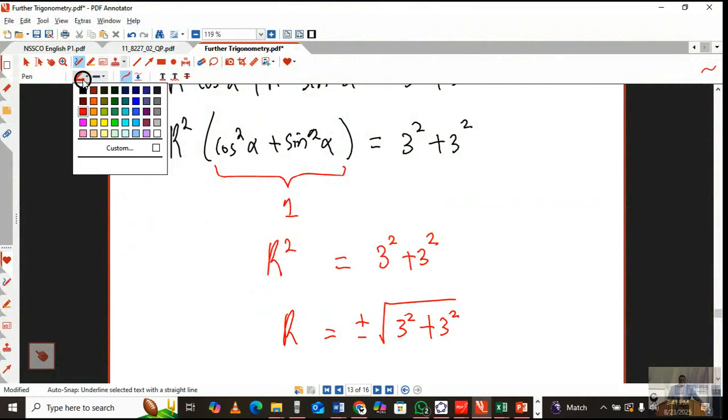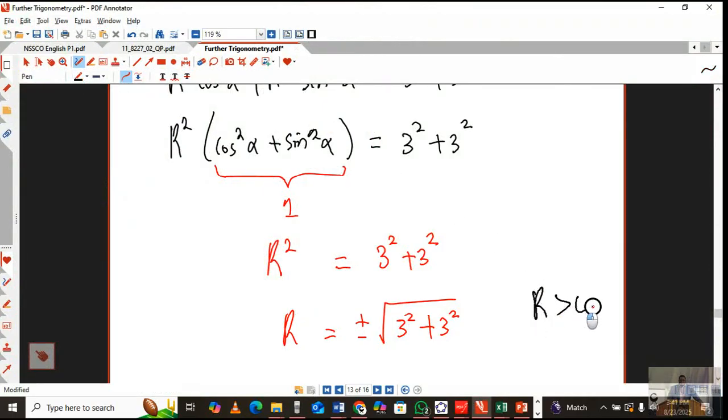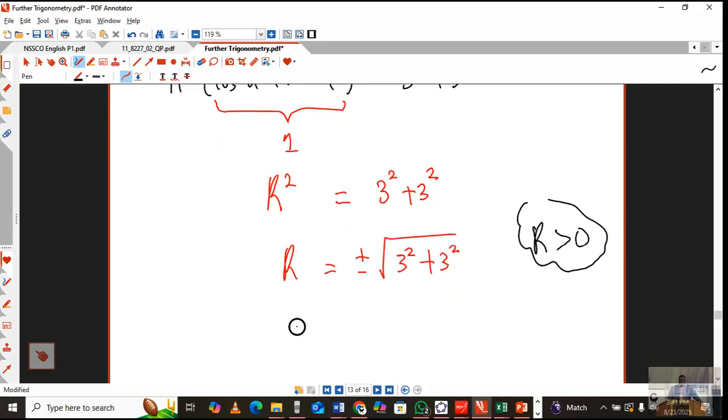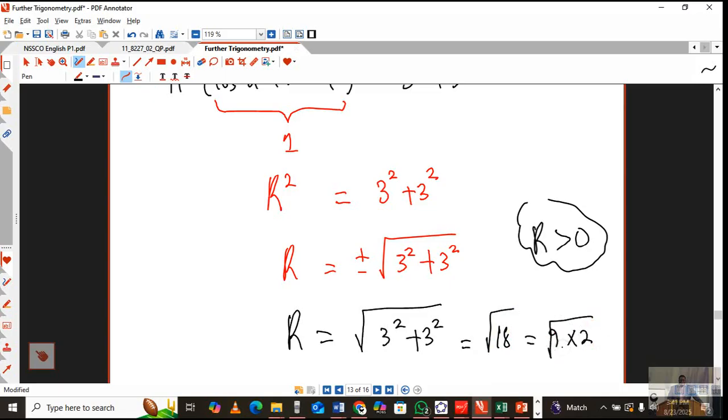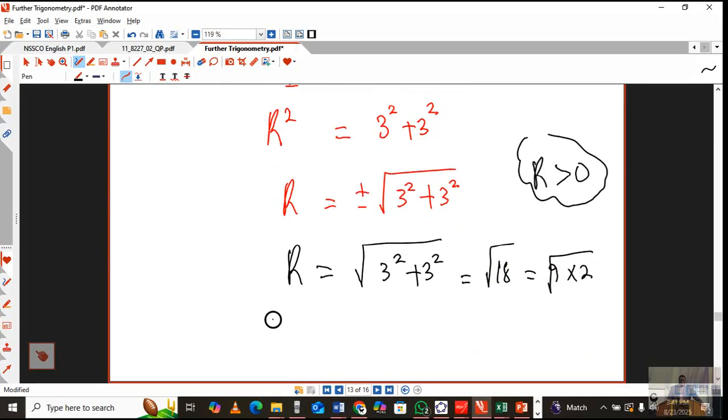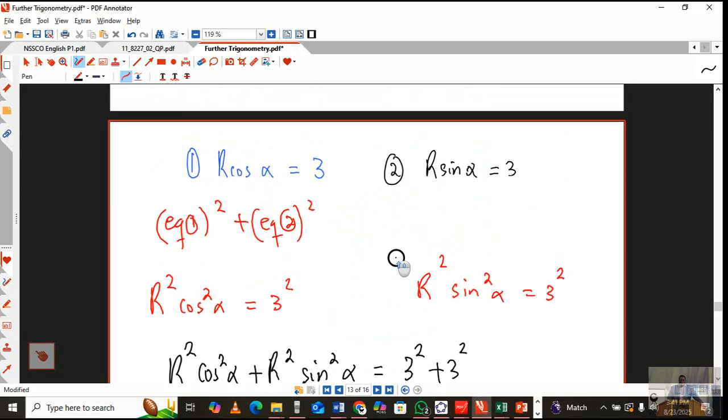But there is a condition where they say r should be greater than 0. Because of that, we are not going to take the negative value. We're going to take the positive value, 3 squared plus 3 squared, and that is 9 plus 9, which is 18, the square root of 18, which is the same as the square root of 9 times 2, which can be written as the square root of 9 times the square root of 2, which gives you 3 square root of 2.